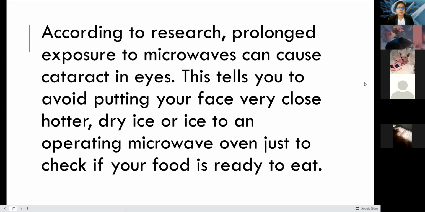According to research, prolonged exposure to microwaves can cause cataracts in the eyes. This tells you to avoid putting your face very close to an operating microwave oven just to check if your food is ready to eat.